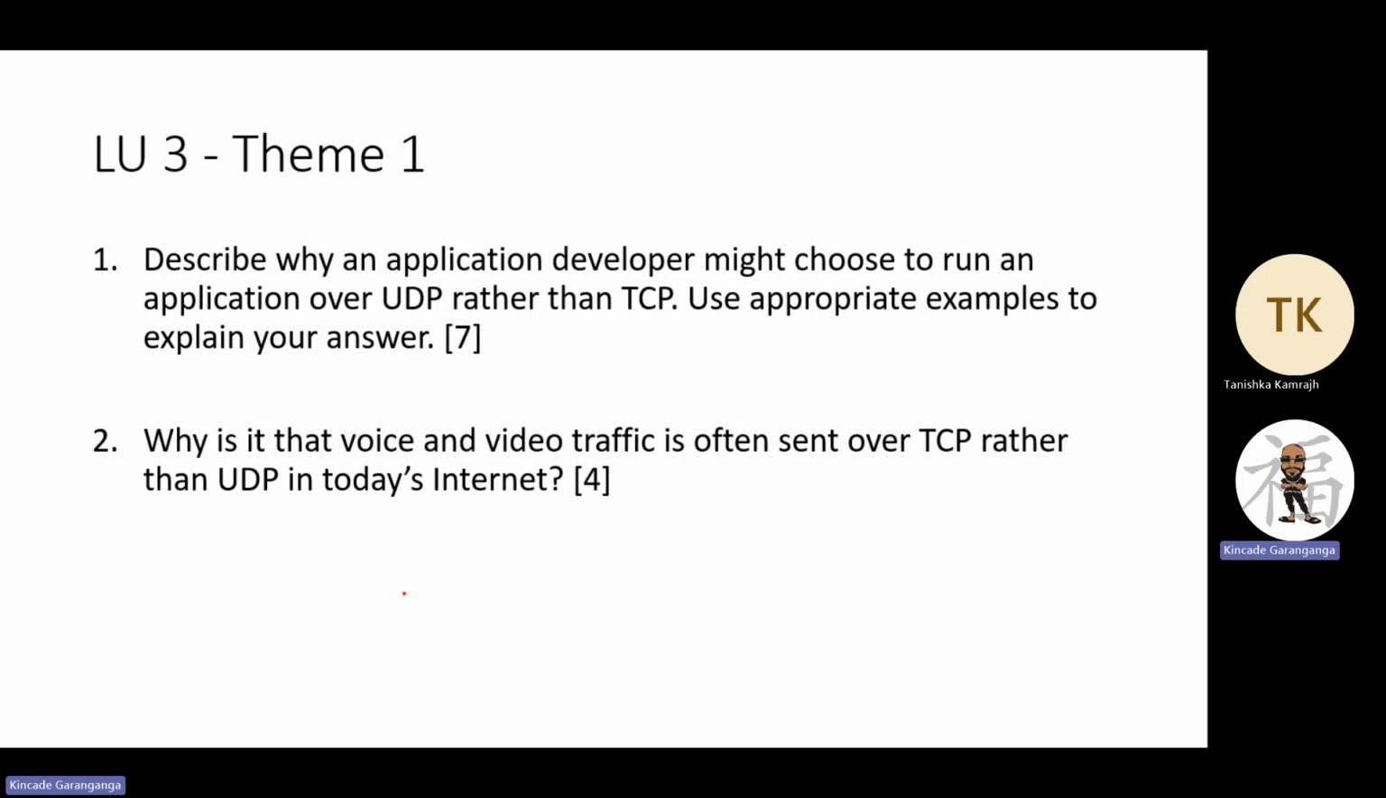And then the second question there is asking us, why is it that voice and video traffic is often rather sent over TCP rather than UDP when it comes to today's internet. So there's a 7-mark allocation for the first question, and obviously a 4-mark allocation for the second one.